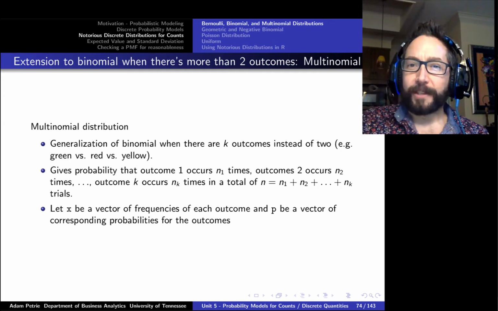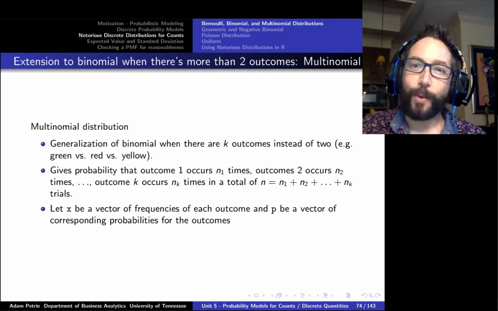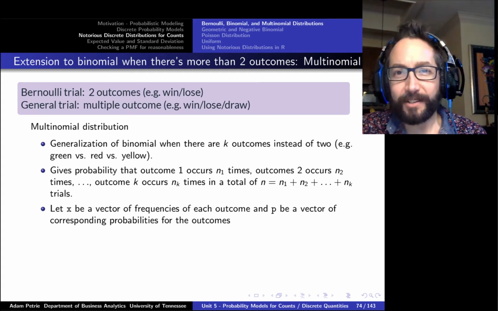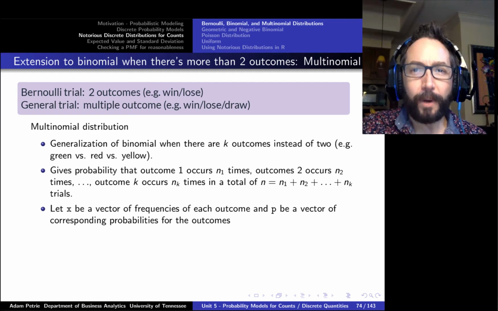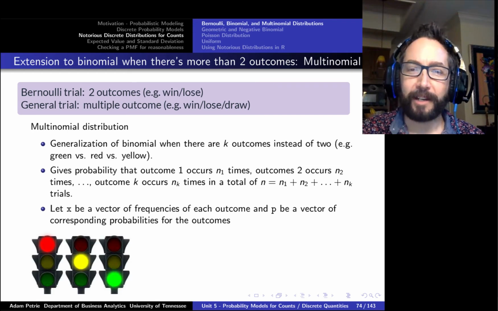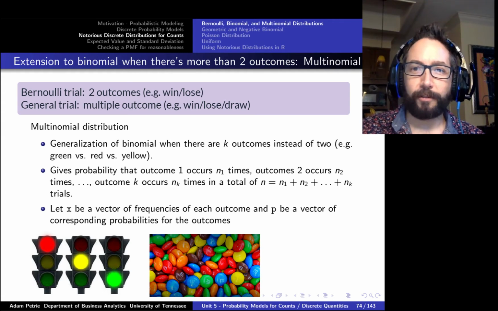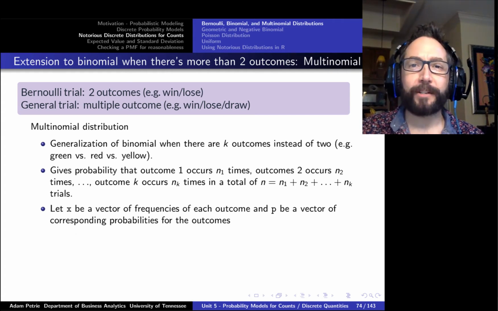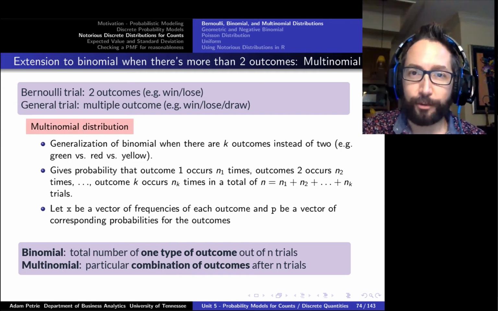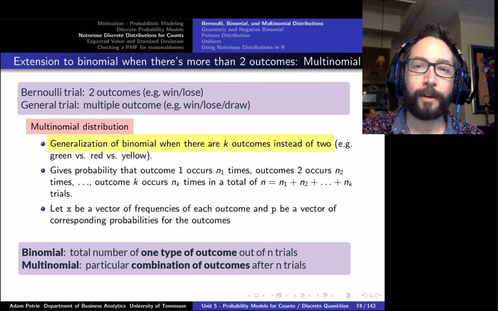Now, what if we're dealing with a trial that has more than 2 outcomes? Bernoulli trial was success and failure. Binomial is counting up the number of successes as opposed to failures after n trials. What if for each trial we have multiple possible outcomes? So we show up at a stoplight, it might be red, yellow, or green. We open up a pack of M&Ms, we might get a red, a yellow, an orange, a green, a blue, or a brown. How would we describe the probabilities of particular combinations of outcomes after n trials? Well, the multinomial distribution is our generalization of the binomial when we have more than 2 outcomes to each trial.